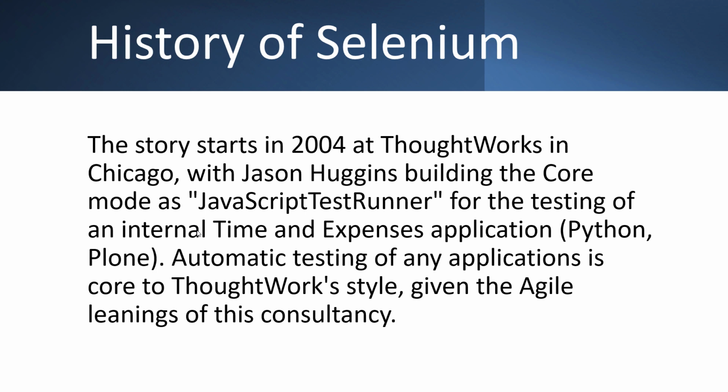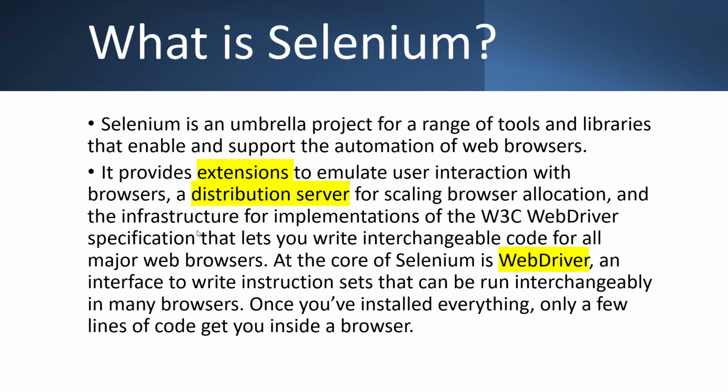Back in 2004 at ThoughtWorks in Chicago, there was a guy, Jason Huggins, who built a core testing tool which he named JavaScript Test Runner for their internal projects. As they were more towards agile, they were highly dependent on automated testing. This is the point from where they started thinking about a more sophisticated tool and they came up with Selenium.